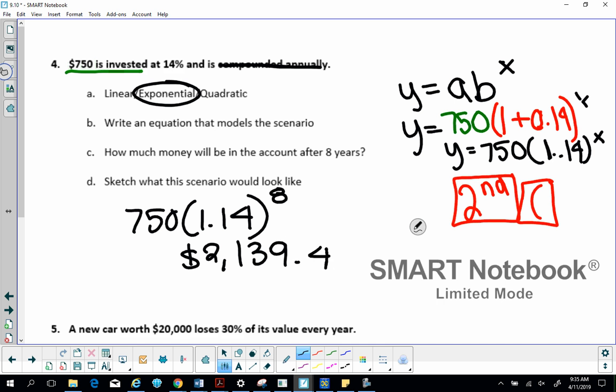2,139 and like 44 cents. And that makes sense, right? If he's starting with that amount of money, he should be getting more money. My answer should be more than what it started with. Sketch what that would look like.